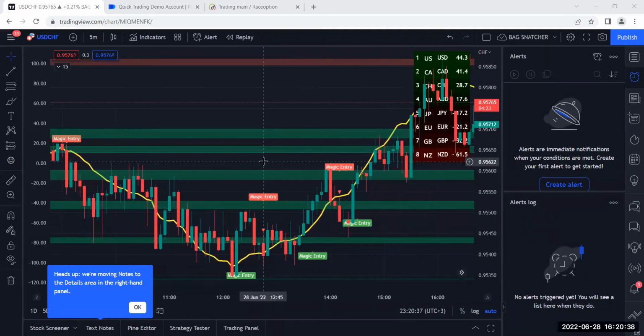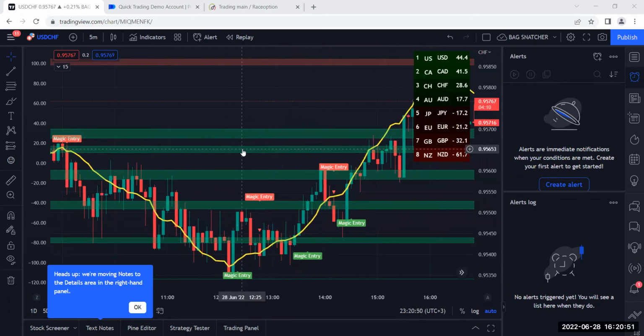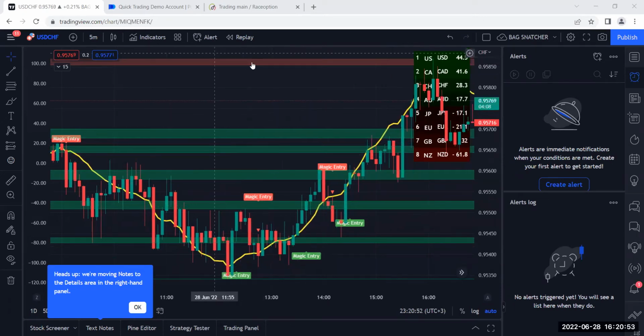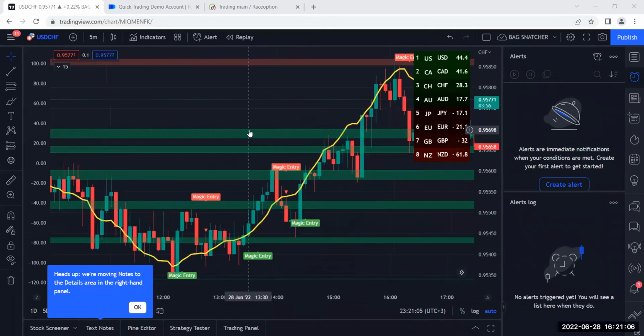So as you can see on the chart, we have the magic entry alert that actually pops up, green or red, indicating buy or sell, right? Sell usually indicates red, and everything that's green will be buy. So it's color coded for you. You'll also see the levels that we have here. You'll see the green levels. You'll see the red areas as well, which is support and resistance, buy and sell areas. When it's green, it's a buy area. When it's red, it's a sell area.